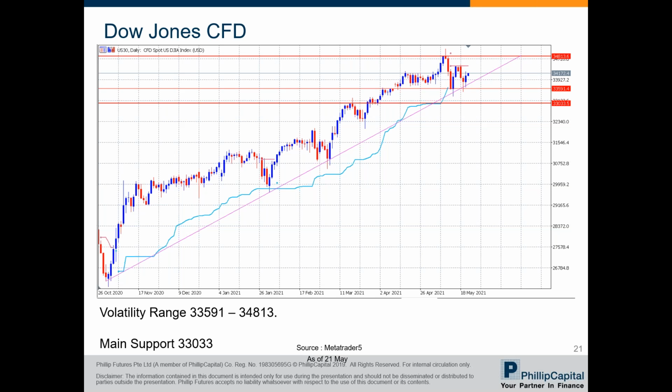So the probability of correction is not obvious at the moment, as everything is still within the trend and nothing has been breached yet. So I would still say that short term, it will head towards 34,813 as the main target area to test the resistance.